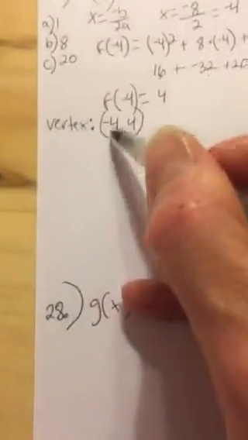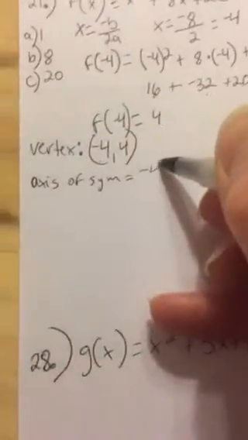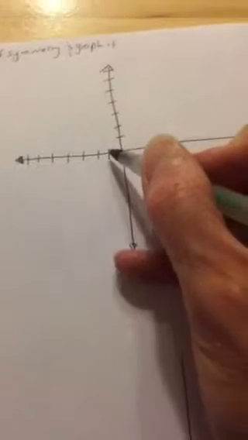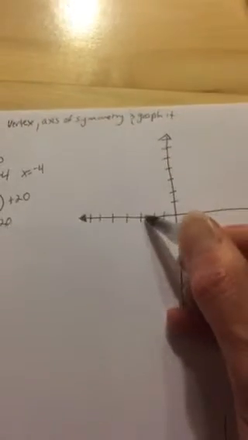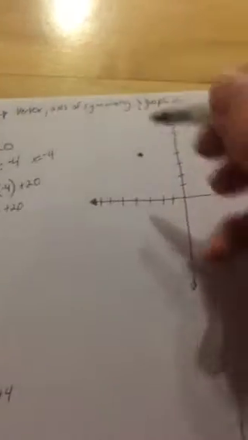And your axis of symmetry is going to go through here. The stem is going to go through negative 4. And then we're going to graph it. So we're going to come on over here and we're going to go 1, 2, 3, 4. So negative 4. And then up 1, 2, 3, 4. And this is going to be our vertex. And it's going to open upward because the leading coefficient is positive. And there you have it.